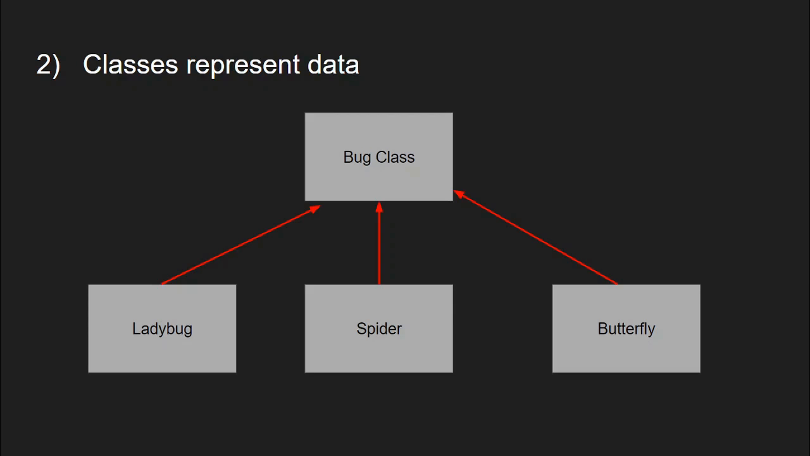Now we're going to move on to the second purpose of a class, which is representing data. I'm going to explain this concept through a very friendly example, which is the bug, ladybug, spider, and butterfly concept. Think about it as all ladybugs are bugs, but not all bugs are ladybugs. All spiders are considered bugs, but not all bugs are spiders. All butterflies are bugs, but not all bugs are butterflies.